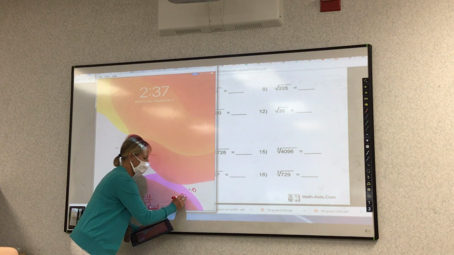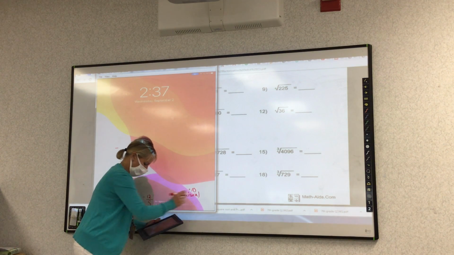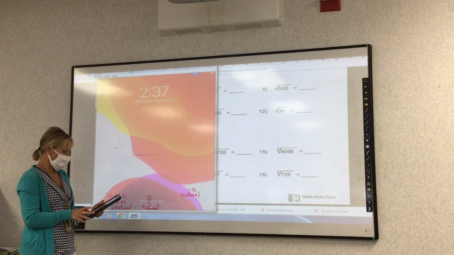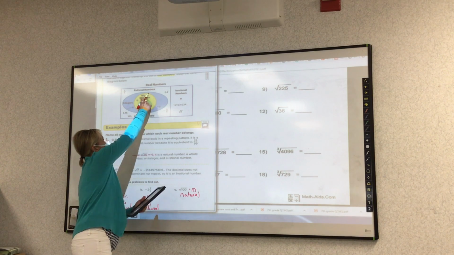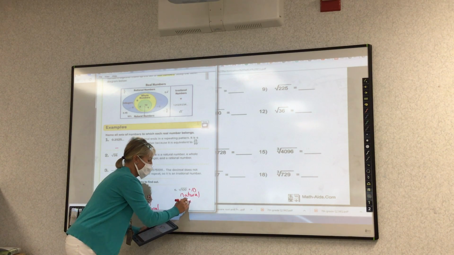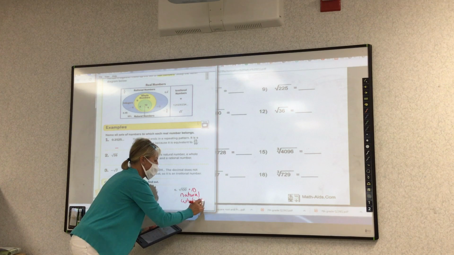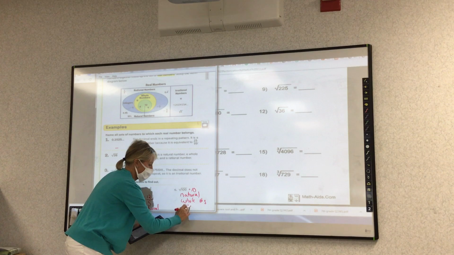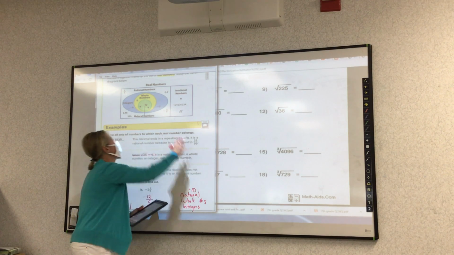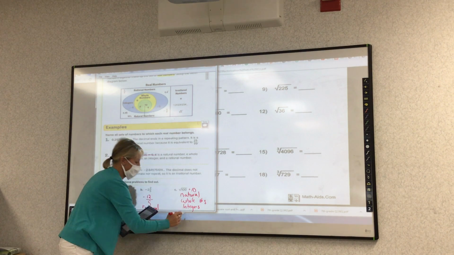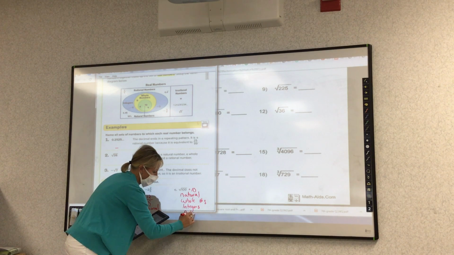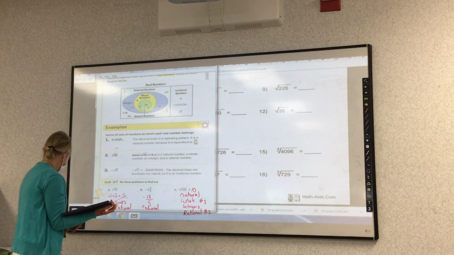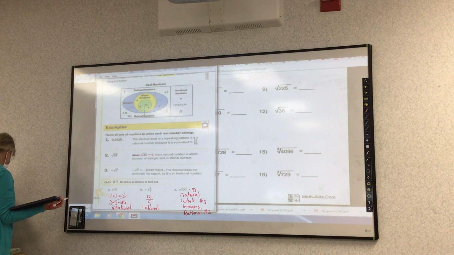So it's natural. We said natural and then went to whole numbers. Then it goes to integers. And then it goes to rational. Make sure you have all 4 of those written down.